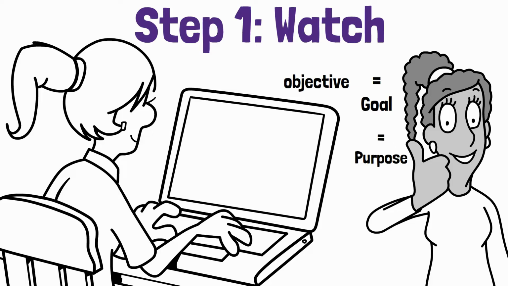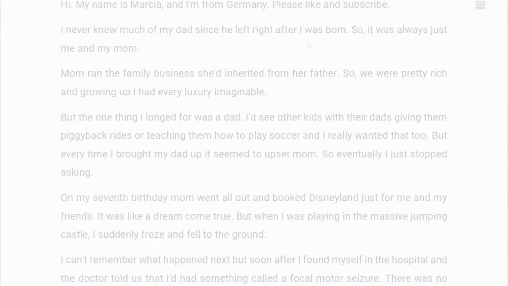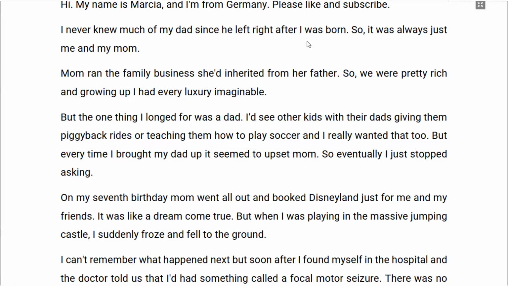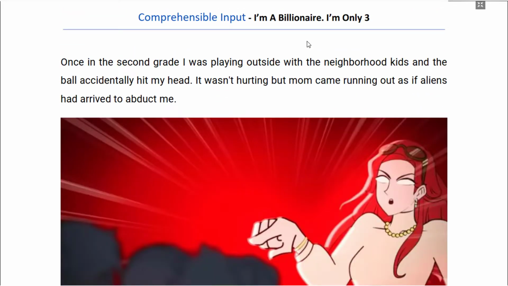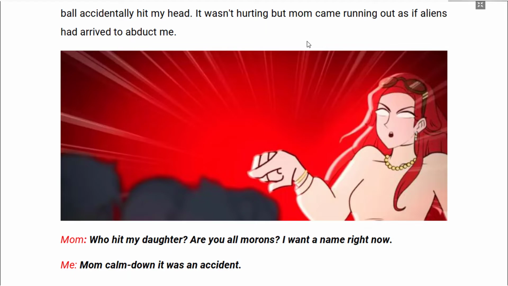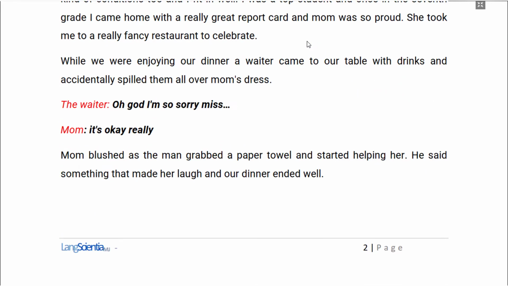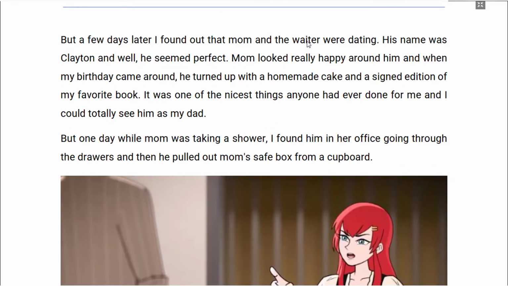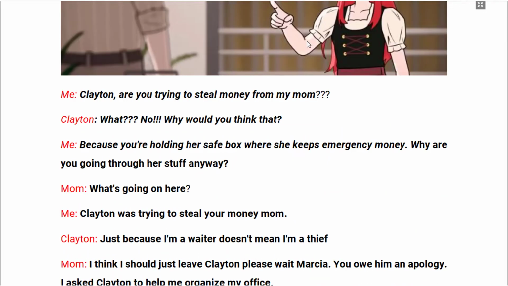So after watching the story, you move to step 2. Step 2 is reading the story in the file. Do not forget, the most important thing is not to understand every single word. The most important thing is to understand the story. I do not even know all the words in the stories myself. Remember all the benefits of reading. Reading is your best friend to acquire perfectly the language.